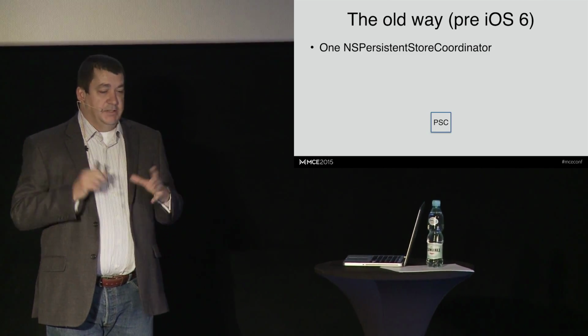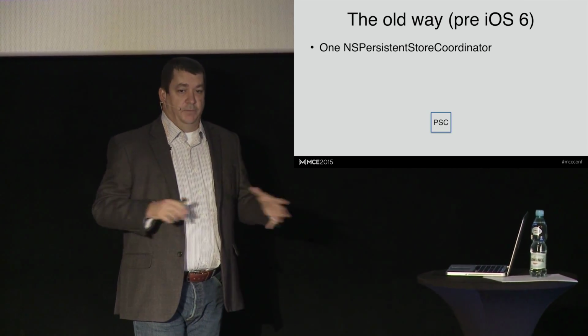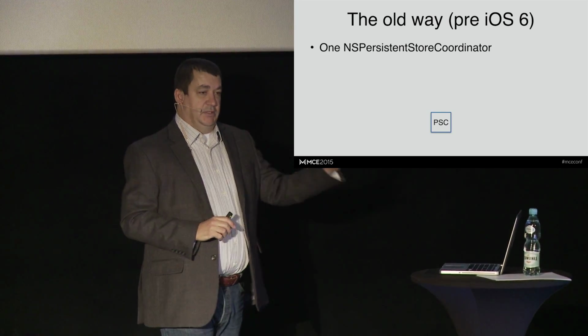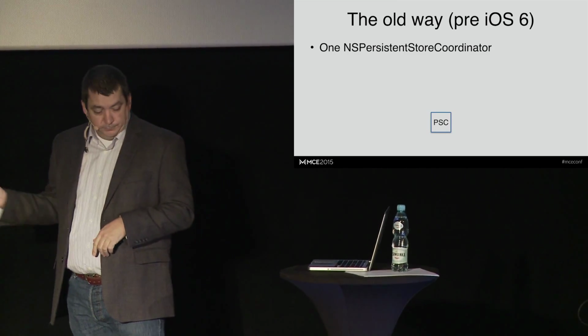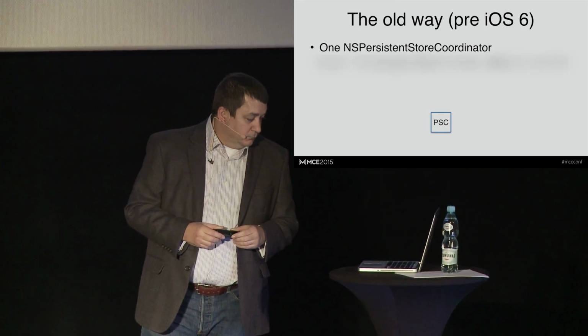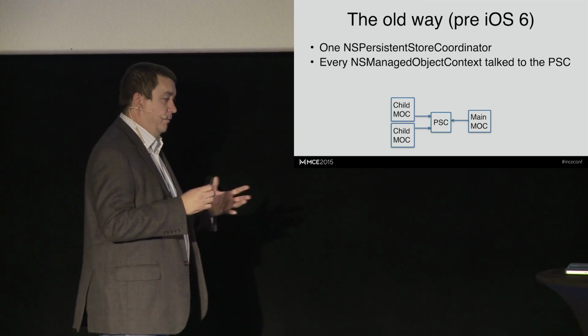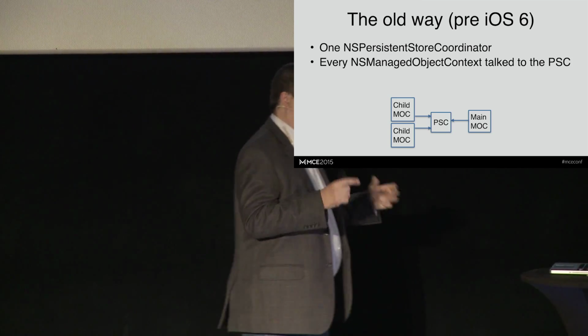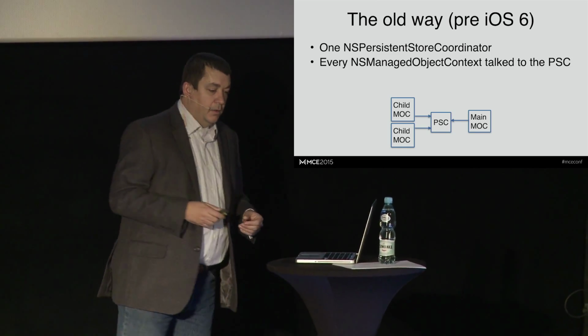So all we care about is that the NSPersistentStoreCoordinator deals with persistence. Our entire application only cares that it will magically get persisted. It's a black box. We don't have to worry about it. So in the original way, we only had one. Every NSManagedObjectContext talked to that single NSPersistentStoreCoordinator by itself. Every single one of them was connected to it, so you tended to need access to it.